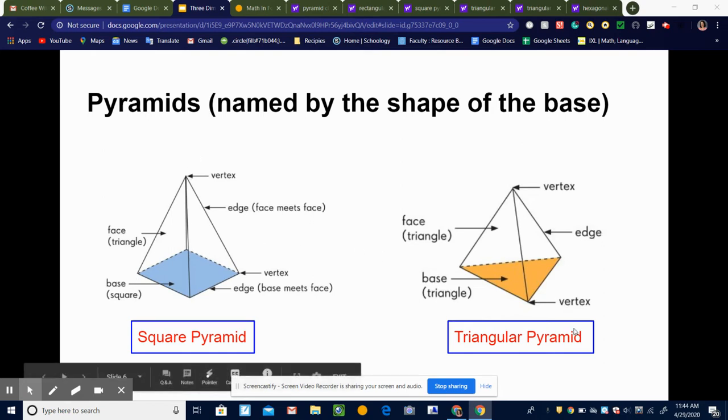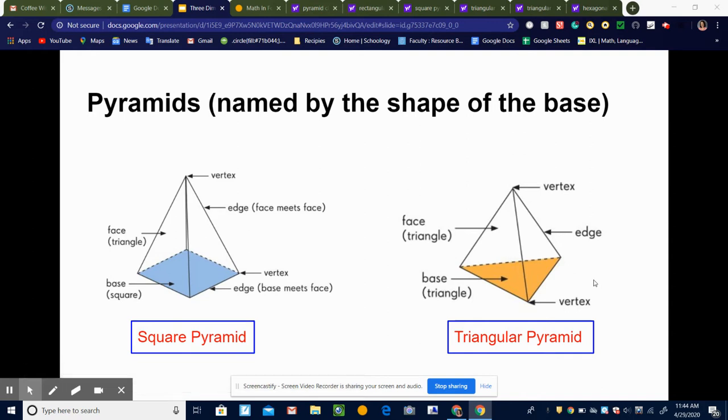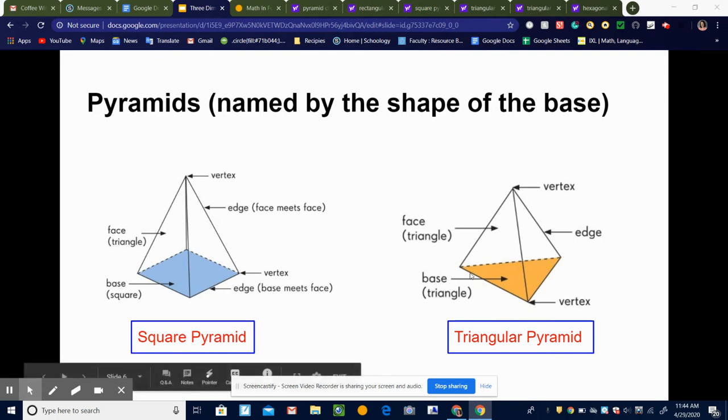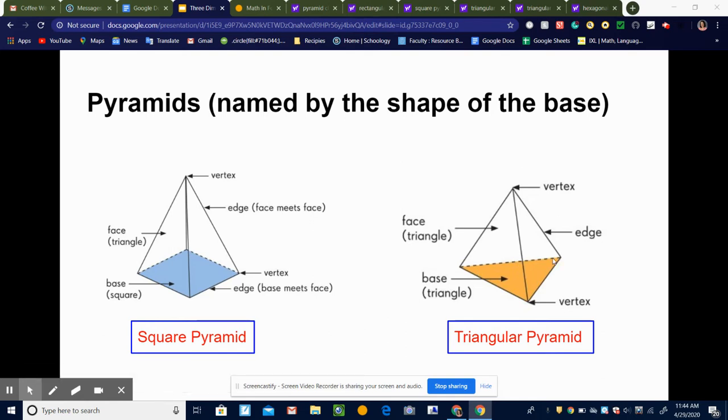All right, let's look at this one. This is, again, a pyramid, and we can immediately tell that it's a pyramid because all the sides form triangles that come together to form a point at the top. That's our first indication that it's a pyramid. So to figure out what kind of pyramid it is, we can look at the bottom, the base, and see what shape it is. And in this case, it's a triangular shape. And so this makes this a triangular pyramid.